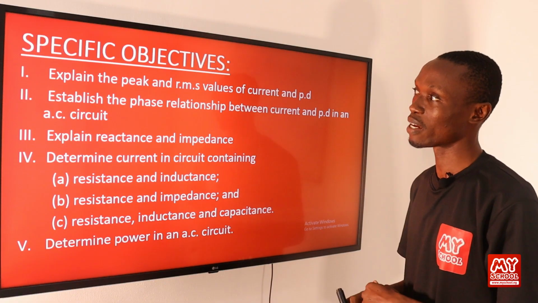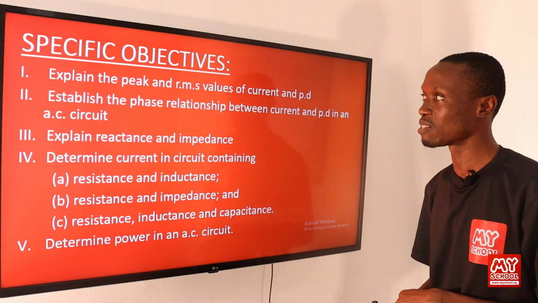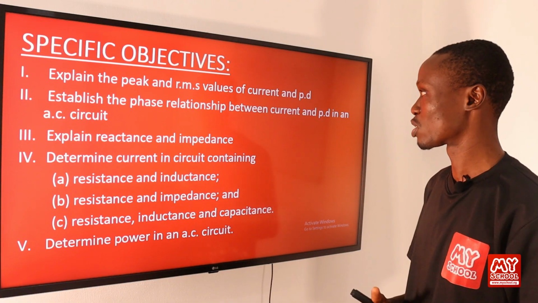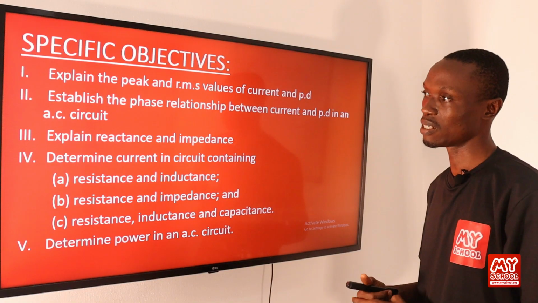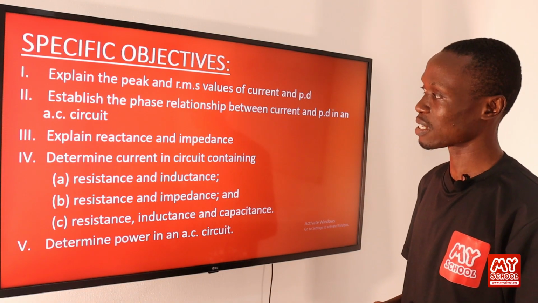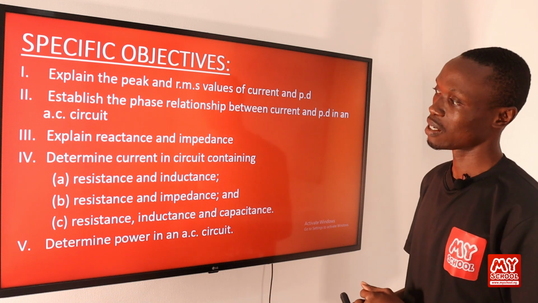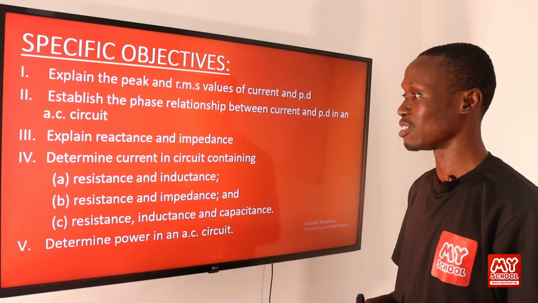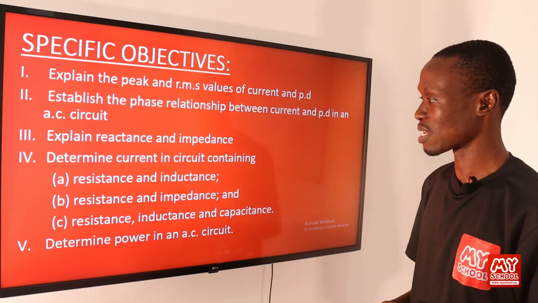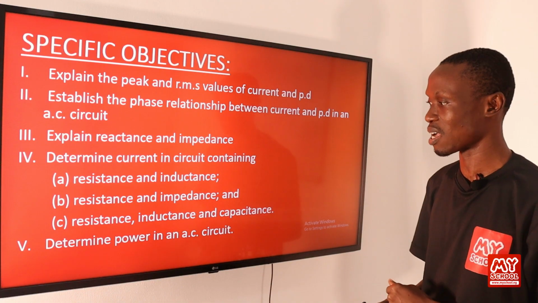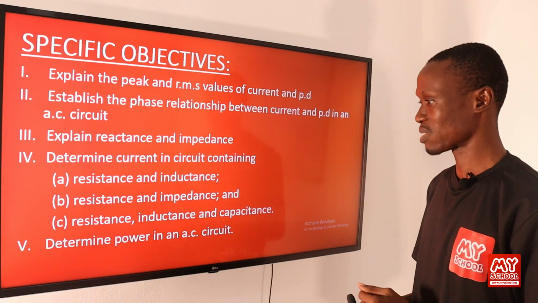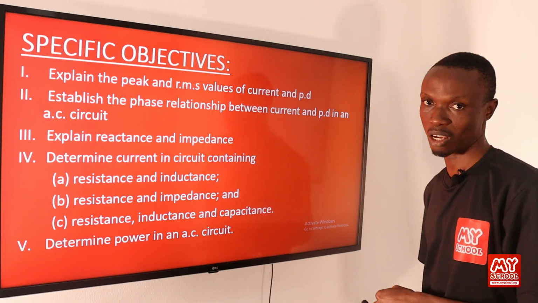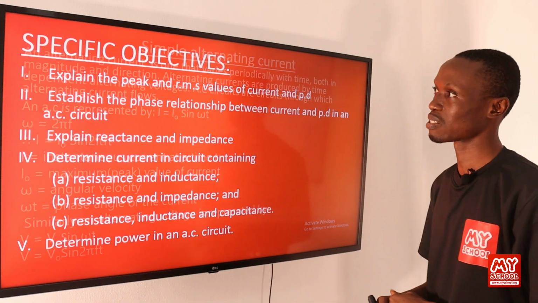Objective number 1, explain the peak and r.m.s values of current and PD. Establish the phase relationship between current and PD in an AC circuit. Explain reactance and impedance. Then determine currents in circuits containing A, resistance and inductance, B, resistance and capacitance, and C, resistance, inductance, and capacitance. Then last but not the least, determine power in an AC circuit. So let's begin with the lesson.